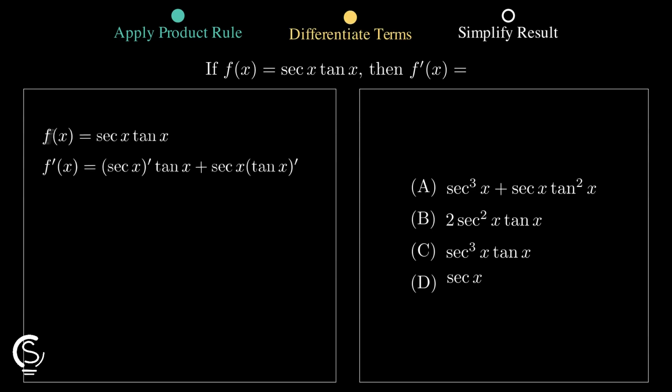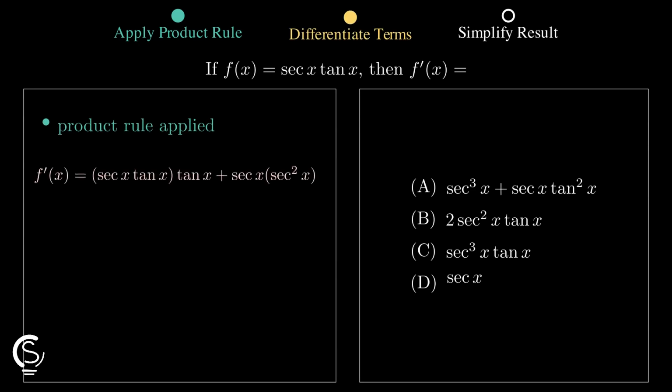Now substitute the known derivatives. The derivative of secant is secant times tangent, and the derivative of tangent is secant squared. This gives us our expanded expression for the final result.